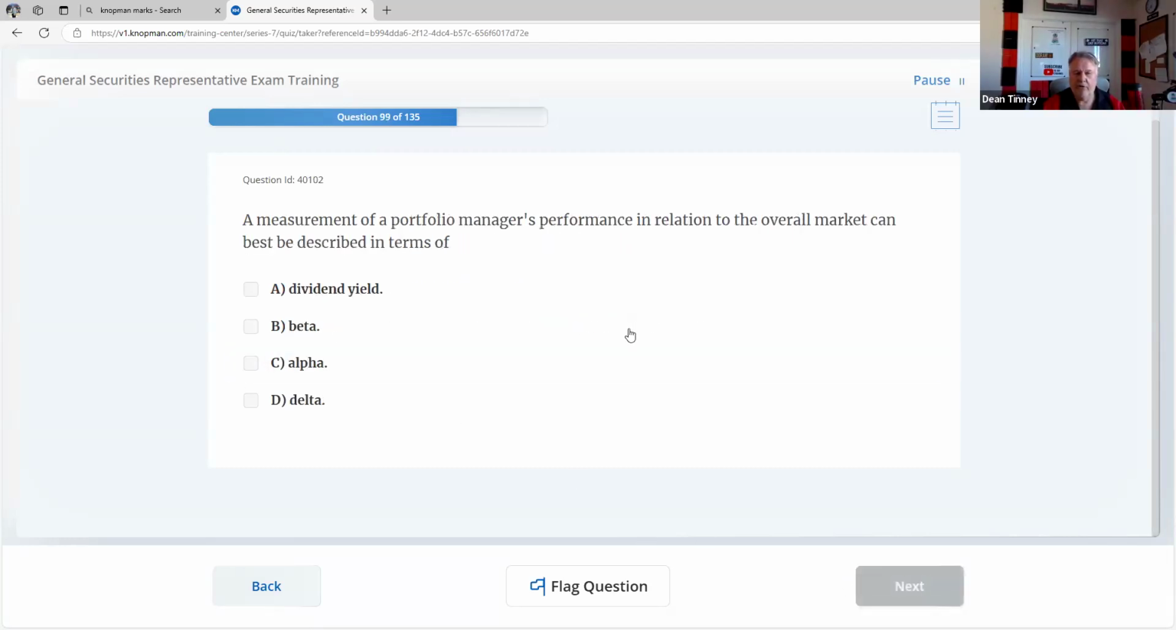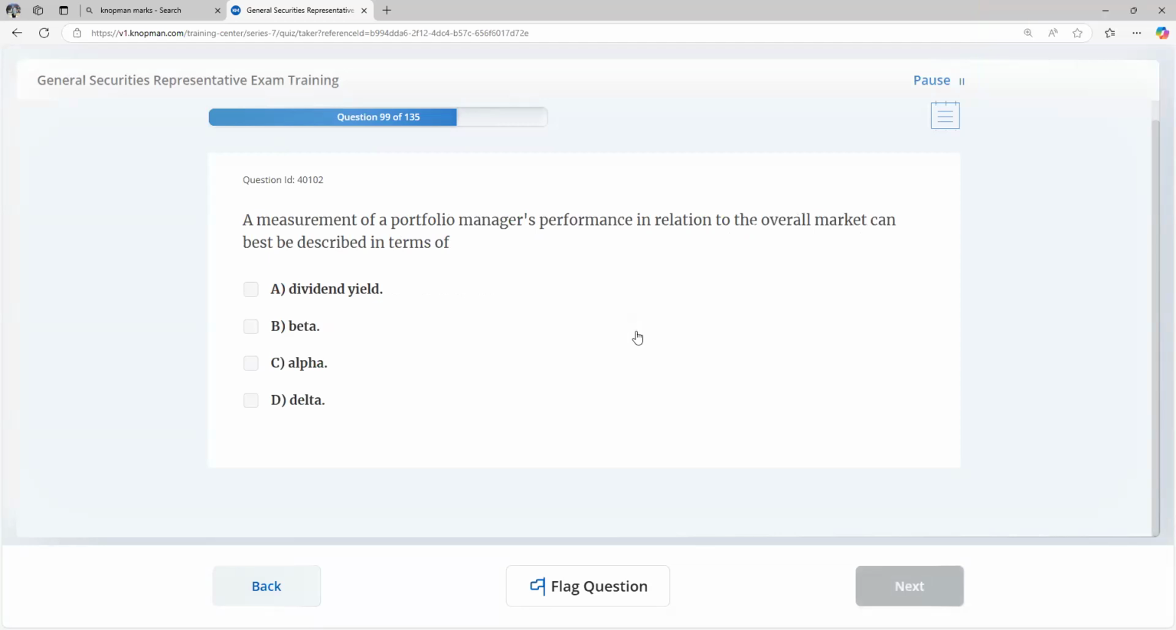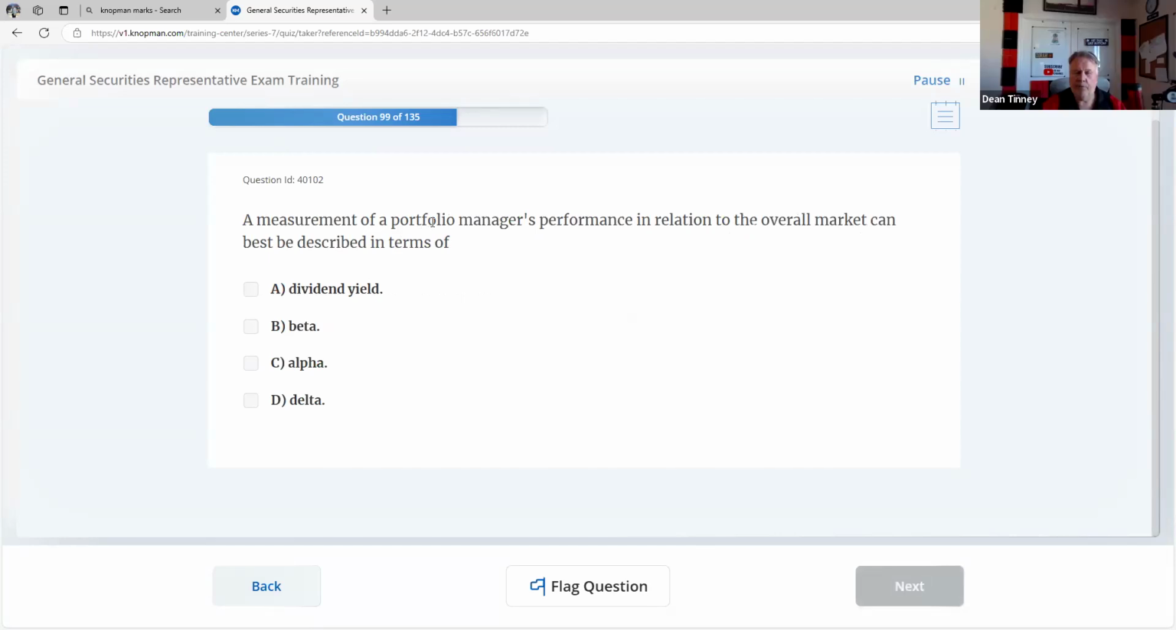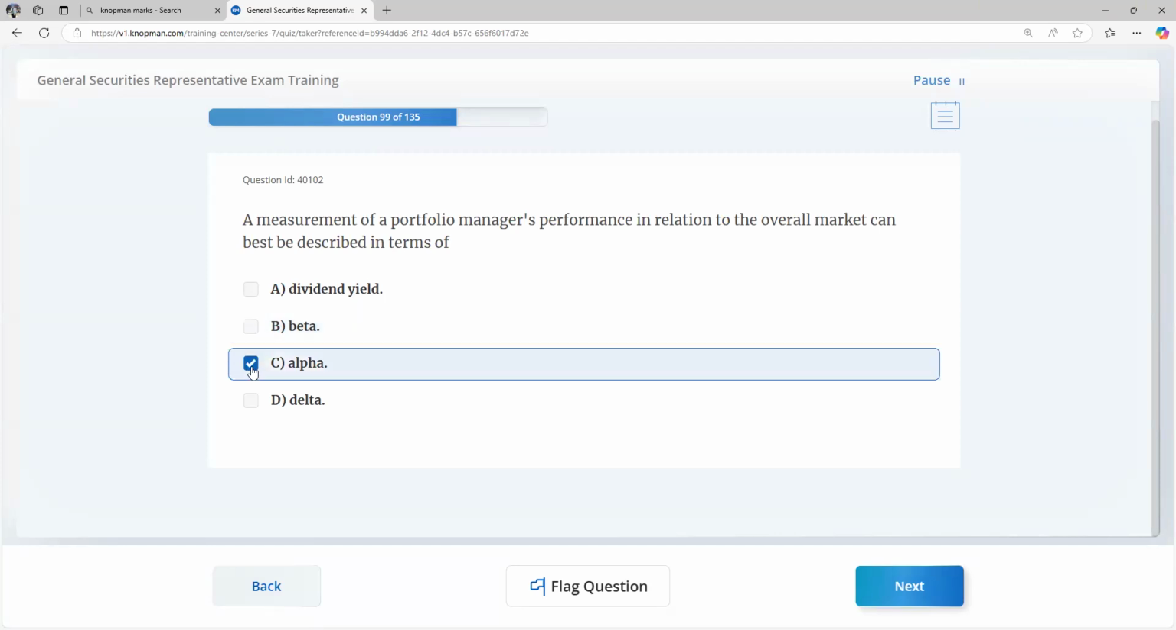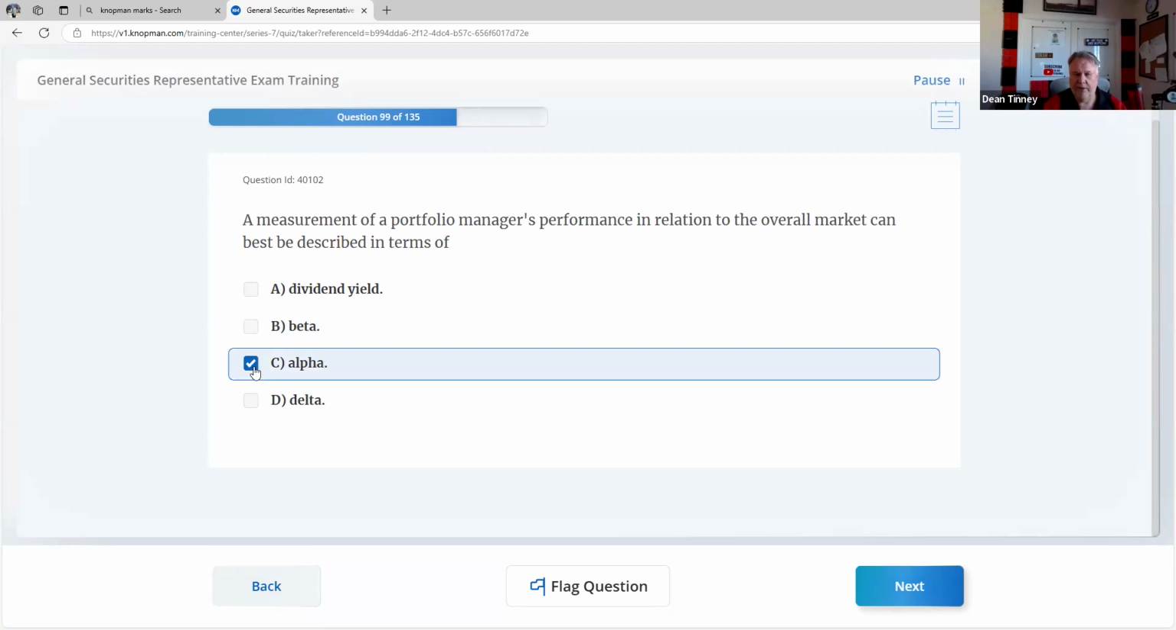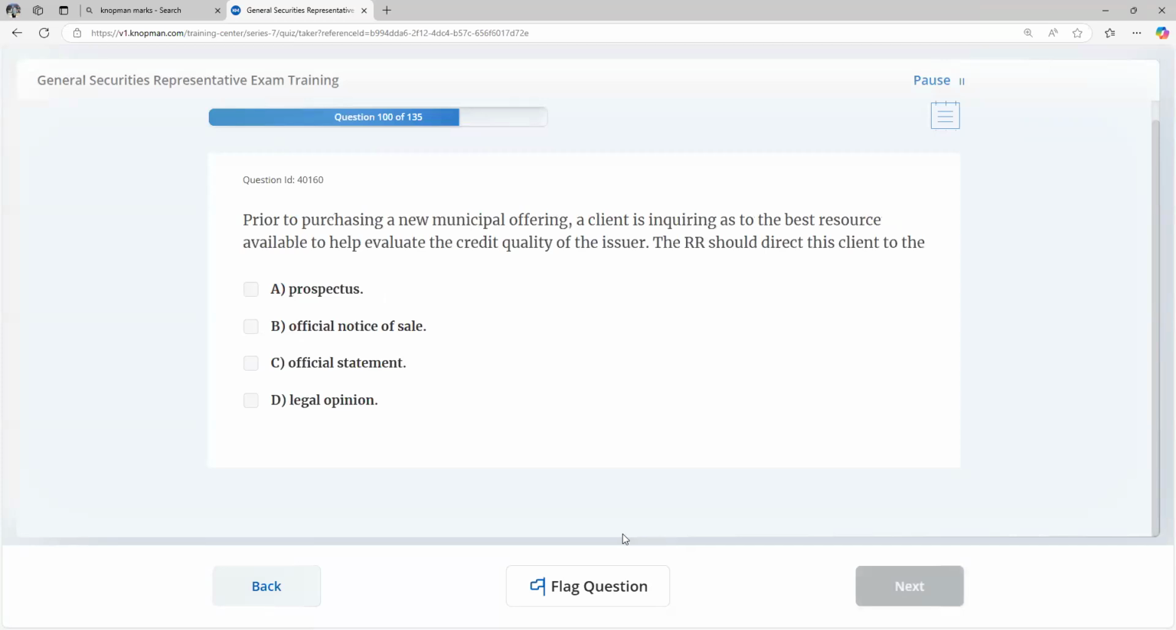A measurement of a portfolio manager's performance compared to the market as a whole can best be described in terms of... isn't that beta? A measurement of a portfolio manager's performance in relationship to the overall market can best be described in terms of. I'm going to go with alpha. Sorry, go back, because it wasn't talking about volatility. Yeah, it's performance in relationship to the market, so I think it's alpha. Yeah, I knew that prior to one.